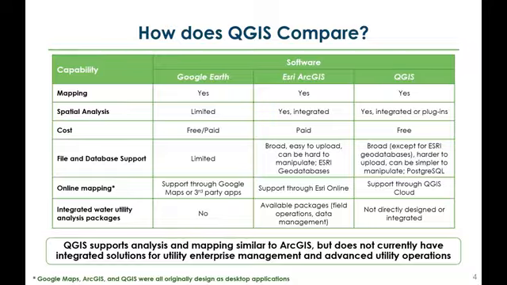For file and database support, the file support for Google Earth is limited. You're oftentimes having to convert files between different formats. And then Esri's ArcGIS and QGIS both support a broad array of file management and file types. Esri has a proprietary file type called a geodatabase, which can be a very useful feature for pulling together a lot of different information.